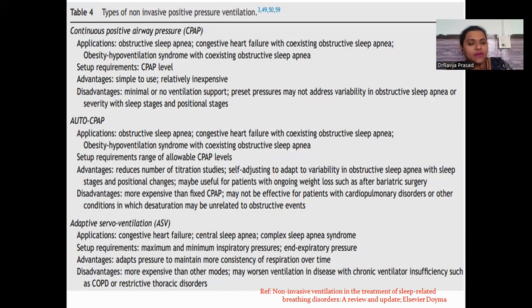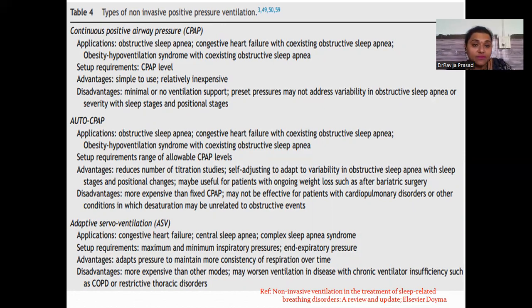The continuous positive airway pressure, that is called CPAP. Now, its application is obstructive sleep apnea, then congestive heart failure with coexisting obstructive sleep apnea. These are the different conditions where CPAP is the same. And obesity hypoventilation syndrome with coexisting obstructive sleep apnea. The setup required is the CPAP level. These are the conditions where the patient needs to be put on non-invasive positive pressure ventilation. Now, the advantages of non-invasive ventilation in these conditions are simple tools, relatively inexpensive.